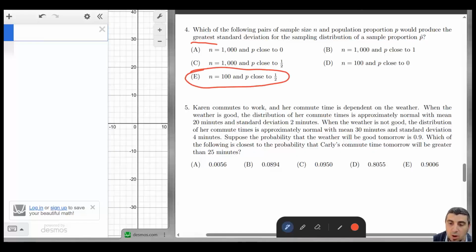Now you might ask, why can't you do it with p close to 1? Well, as p is closer to 1, 1 minus p gets closer to 0. So you're kind of in the same situation as when p is close to 0. If p is close to 0, then 1 minus p is close to 1. And you have a number close to 0 times a number close to 1, which is going to be really small.